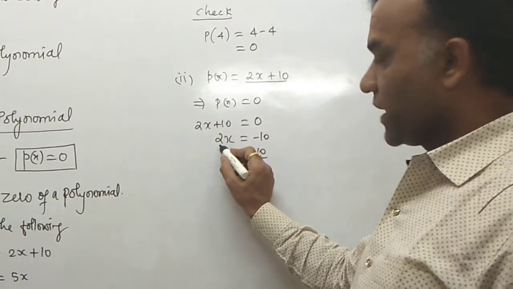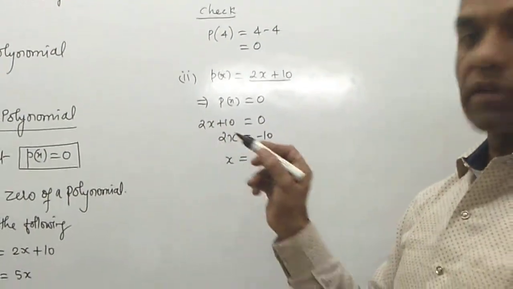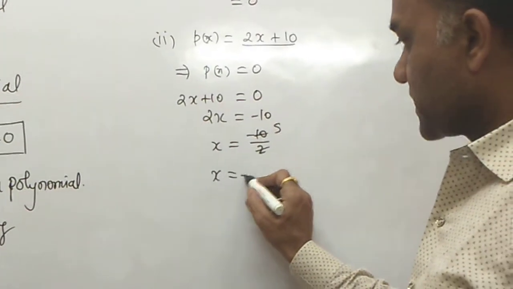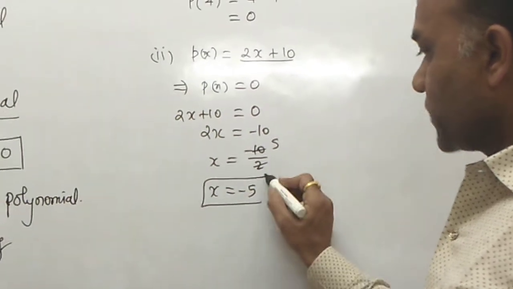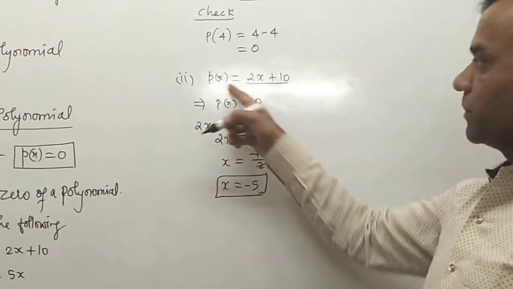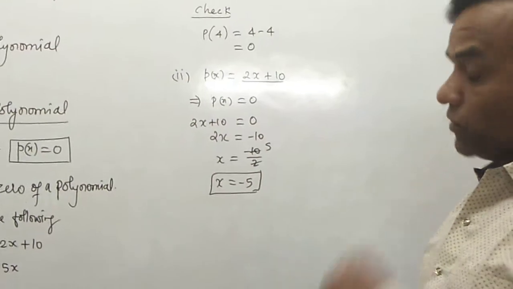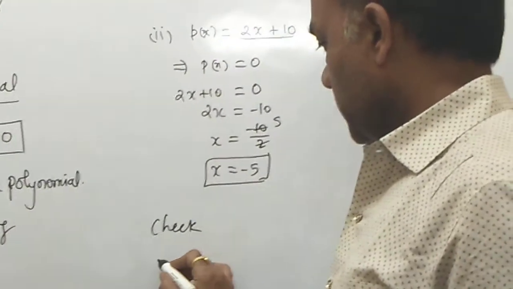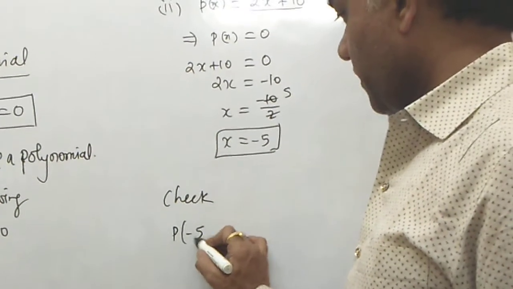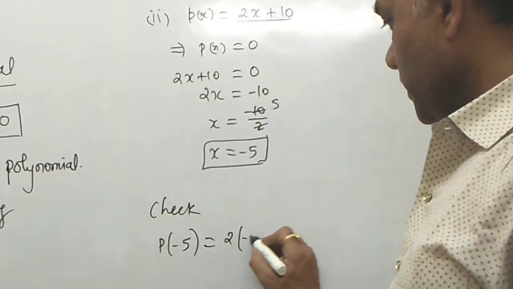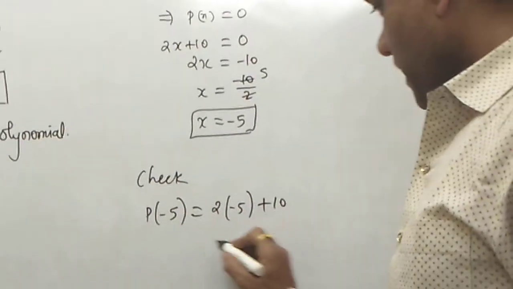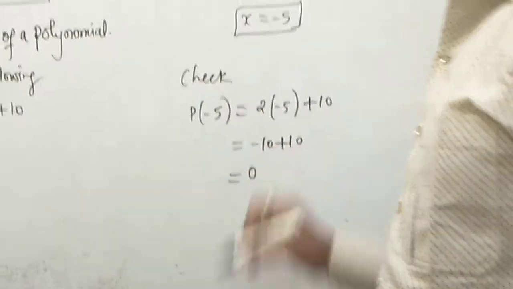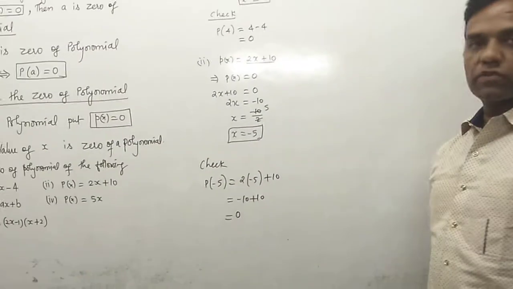This is how you always find the value of x: the coefficient of x always goes in the denominator. 2 fives are 10, so now you have x equal to minus 5. So minus 5 is the zero of the polynomial of the second part. Now you also want to check, so again you check this question. After putting the value of minus 5, you have 2 into minus 5 plus 10, and 2 fives are minus 10 plus 10. So the answer will be 0. So now our answer is correct, x equal to minus 5.